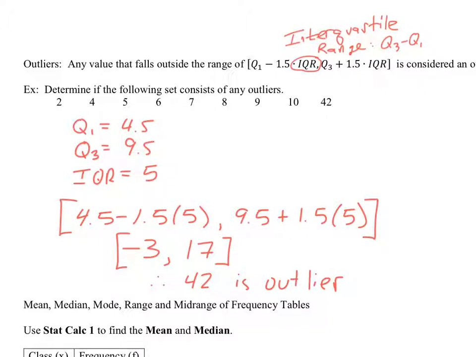Now when I hit trace, any loose point, anything that's not connected to the main box plot, is going to be an outlier. So these are all fine. There's my outlier.